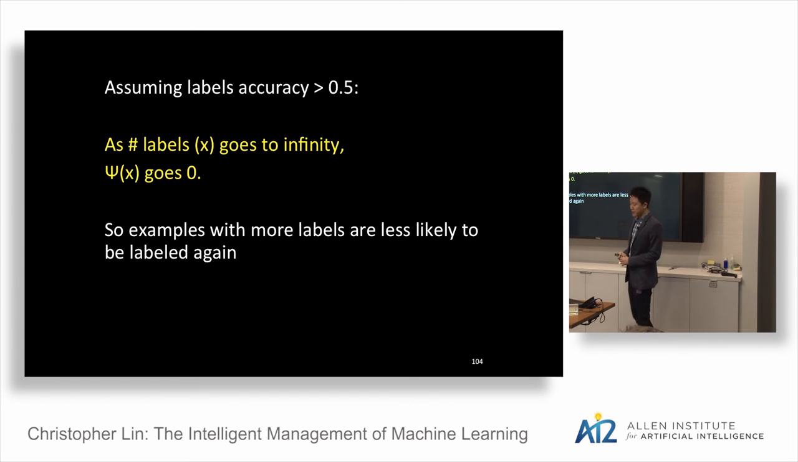And so now we can check to see if this algorithm actually does fix the problems that we had with uncertainty sampling. So if you assume that the labels are better than random, the workers are better than random, as the number of labels goes to infinity, you can see that the impact of an example goes to zero. And so examples with more labels are less likely to be labeled again.